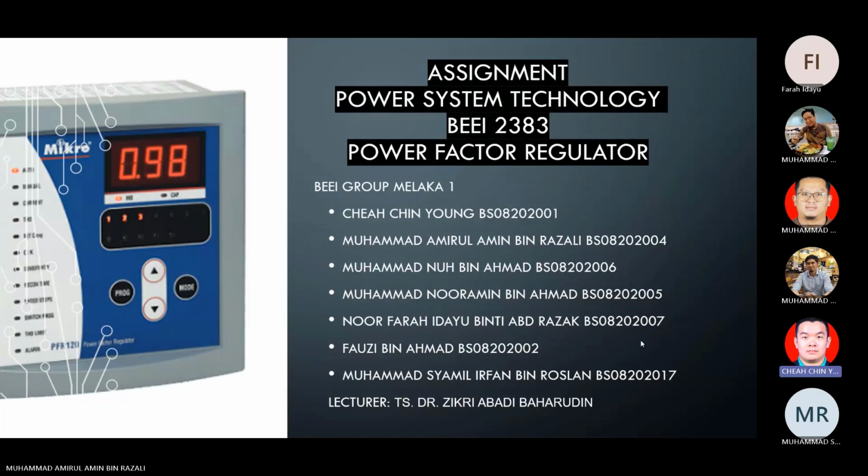So my name is Chia Jin Yong from the BEI Group Melaka 1 UTEM. This is our assignment, Power System Technology. The subject code is BEI 2383. Our topic is power factor regulation. Our lecturer is Dr. Zikri Abadi Baharuddin.